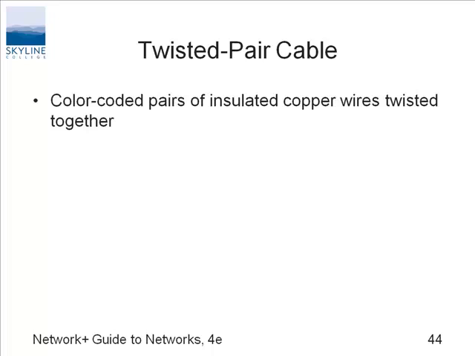Twisted pair, color-coded pairs, insulated copper wires twisted together. The reason they're twisted is so that you have resistance to EMI, resistance to noise. The twists help cancel the noise because we looked at it the other day. If we have two parallel wires and we put the same signal on them, then they're going to amplify each other.